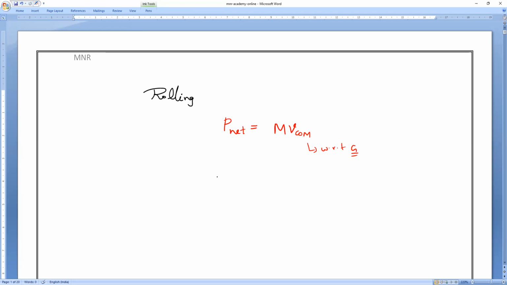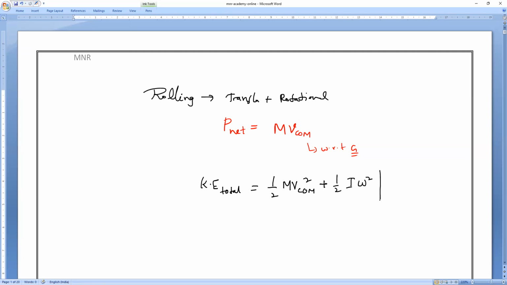Then we have calculated the total kinetic energy in a rolling motion. Of course, rolling motion means it is a translational motion as well as what motion actually? Rotational motion. So the total kinetic energy of a body which is rolling, what is the formula, everybody? Half m vc square, where vc means center of mass, plus half I omega square. This is the derivation we did in yesterday's class.